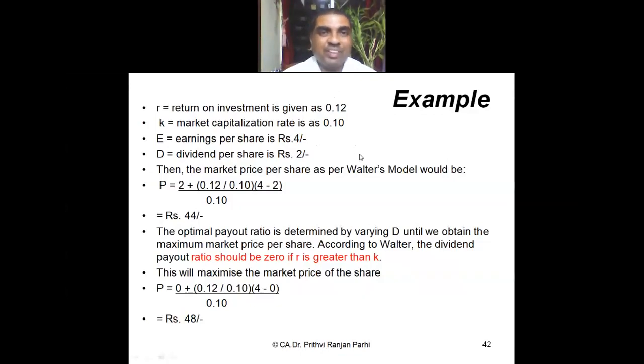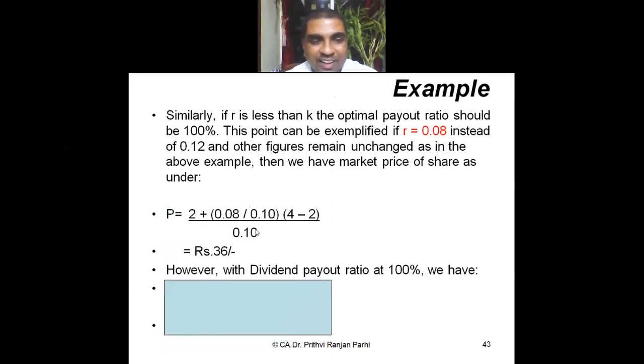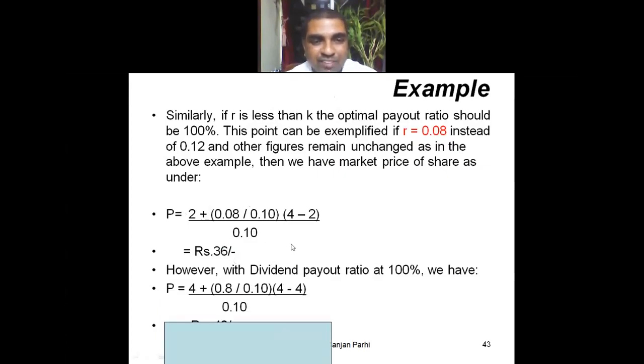Now, if it is reverse, let us say R is not more than K, this different situation I am taking. I am saying R is 8%. If you apply, then you will get that price is 36 if I pay 50% dividend. And if I pay 0 dividend, the price is 40. Then if you pay 100% dividend, that price is 40. That means 100% dividend is better here because R is less than K. So that is the concept.